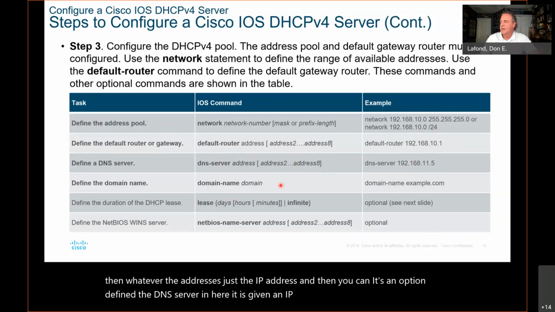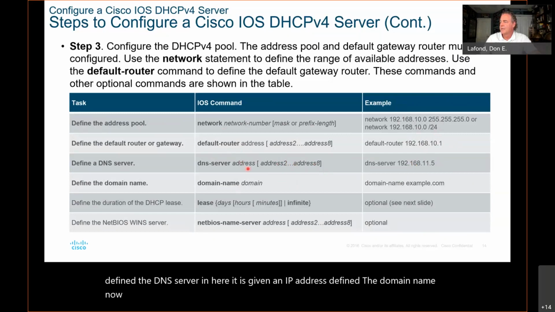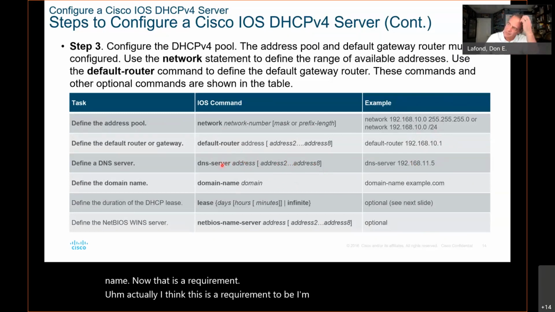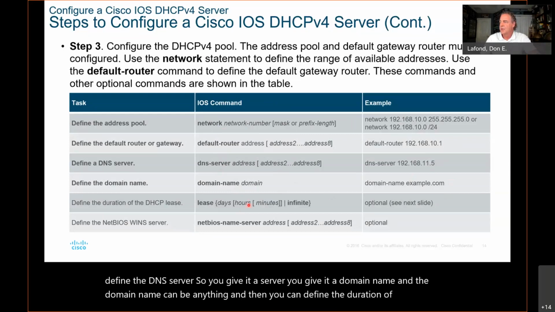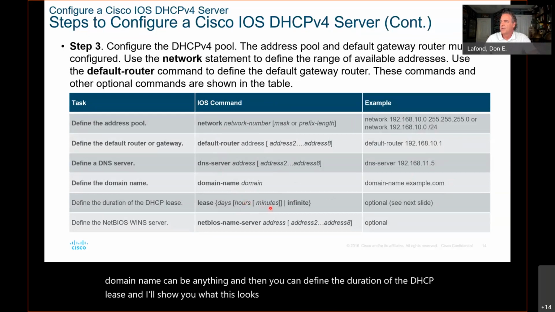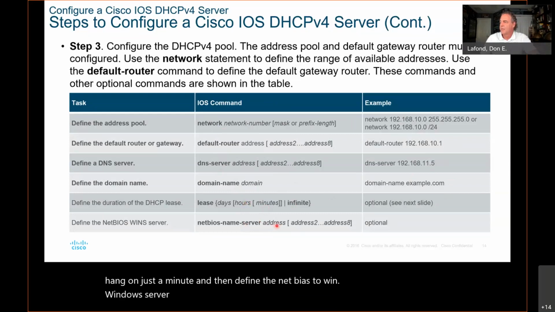Define the domain name. Now that is a requirement. Actually, I think this is a requirement too. Yeah, I'm sorry, defining the DNS server is a requirement. So you give it a server, you give it a domain name, and the domain name can be anything. And then you can define the duration of the DHCP lease. I'll show you what this looks like, days, hours, minutes, in the next slide. So hang on just a minute. And then define the NetBIOS WINS server, the NetBIOS name server, which is an optional command, really beyond the scope of this class.